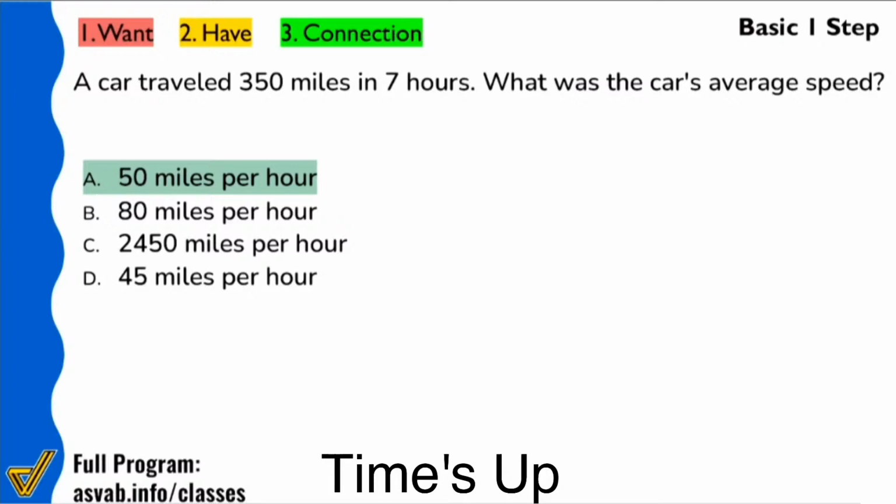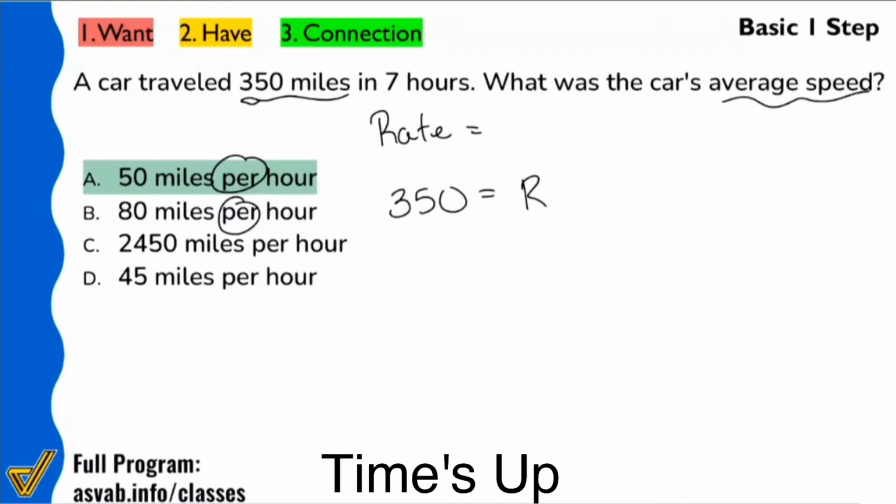And so the way that we set this up is average speed per, that's a dead giveaway that we're looking for the rate. And then from there, 350 miles is the distance. We're looking for the rate, and we have 7 as the time. There's your setup. You solve that, and you get A, 50 miles per hour.